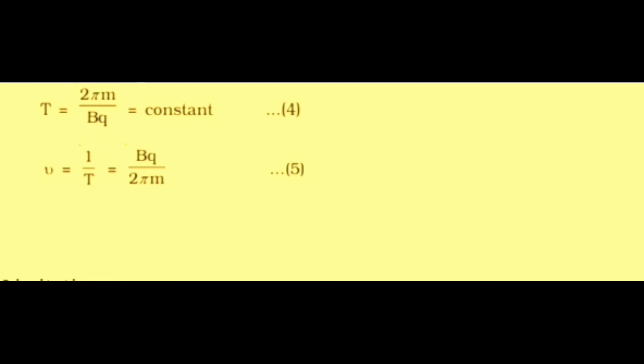Now in the equation number 4, we have just calculated the value for the total period of oscillation. Now we can also find the frequency by using that equation 4 in the equation of frequency, which is given by nu is equal to 1 upon T, since frequency is the number of oscillations per unit time. So on just simply substituting the value of T from equation number 4, we will get frequency nu as Bq upon 2 pi m.